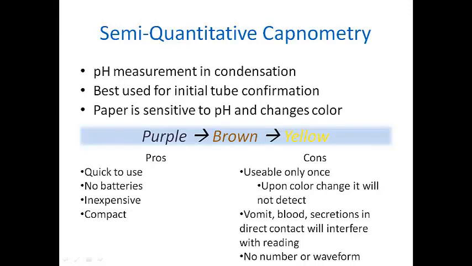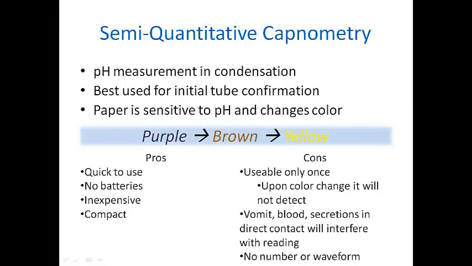This is best used for initial tube confirmation, and the pH sensitive paper is going to change generally from an area of purple color to brown to yellow. And yellow means that yes, generally, this tube has been placed in the trachea. There are some significant pros to using this device. It's quick to use, doesn't require much training. There's no batteries or technology associated with it. It's inexpensive, and it's compact enough to just keep in your airway kit for quick use.